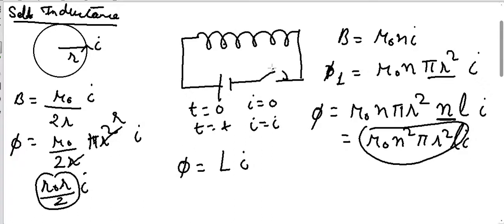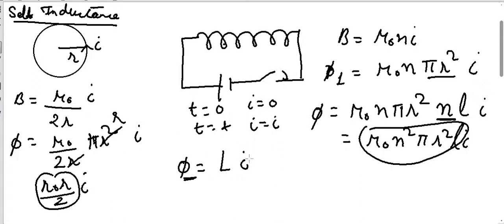Initially there is no flux because the switch is open, but when I close this switch, the current starts to flow inside this inductor, and because there is a current, there is a flux. Flux will be equal to L I. There was no flux earlier because there was no current, but because of this current there is a phi.